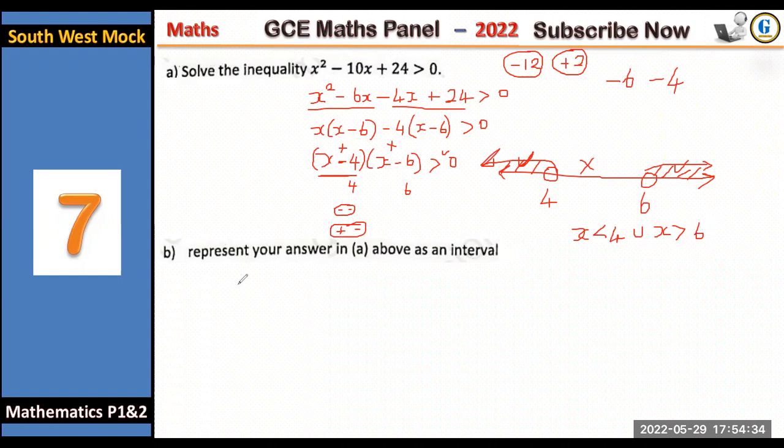Oh, this question, many students just come and see it and skip it. I don't want the stress. Now the B part says represent your answer in A above as an interval. Oh, this is the part that I skipped when I was talking about that domain. Now the answer here as an interval.